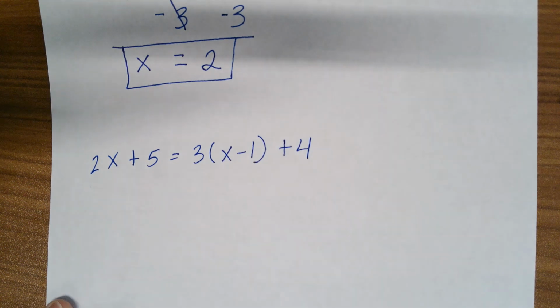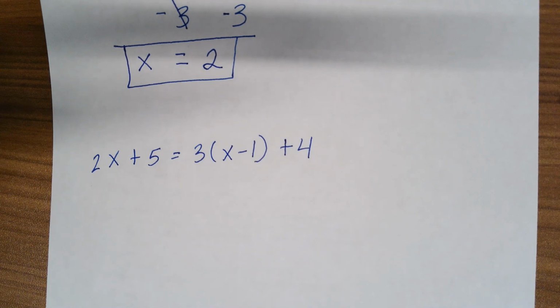There we go. So here is something a little more involved. I have 2x plus 5 equals 3 times (x minus 1) plus 4. This is still linear. I'm not dividing by a variable. I don't have any crazy exponents, not taking any square roots, nothing like that. Just some plain x's, some plain numbers. And my goal is still the same, trying to get all the x's on one side, all the plain numbers on the other.